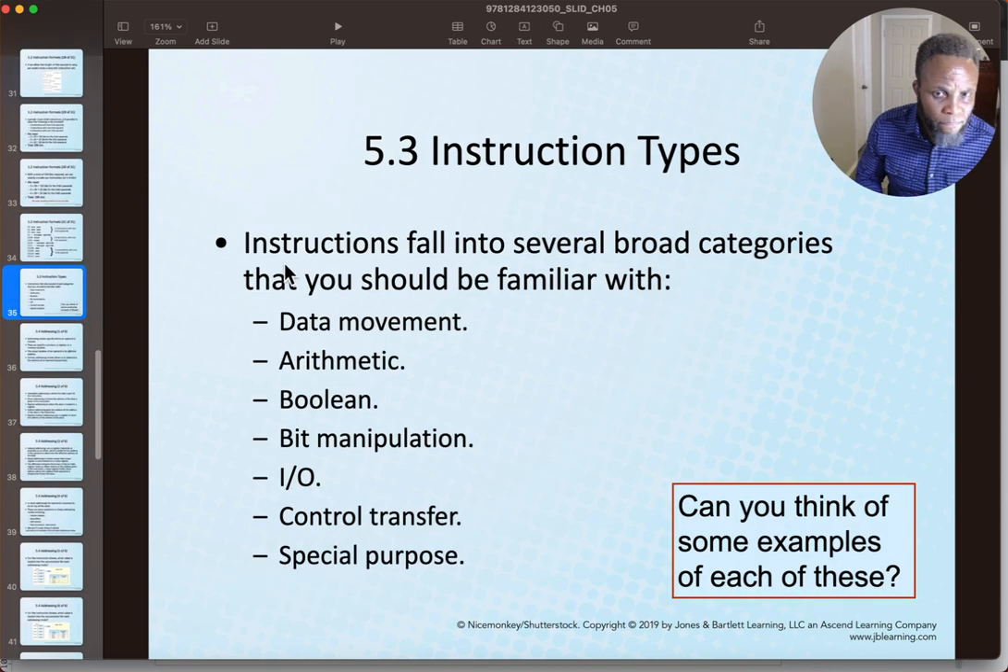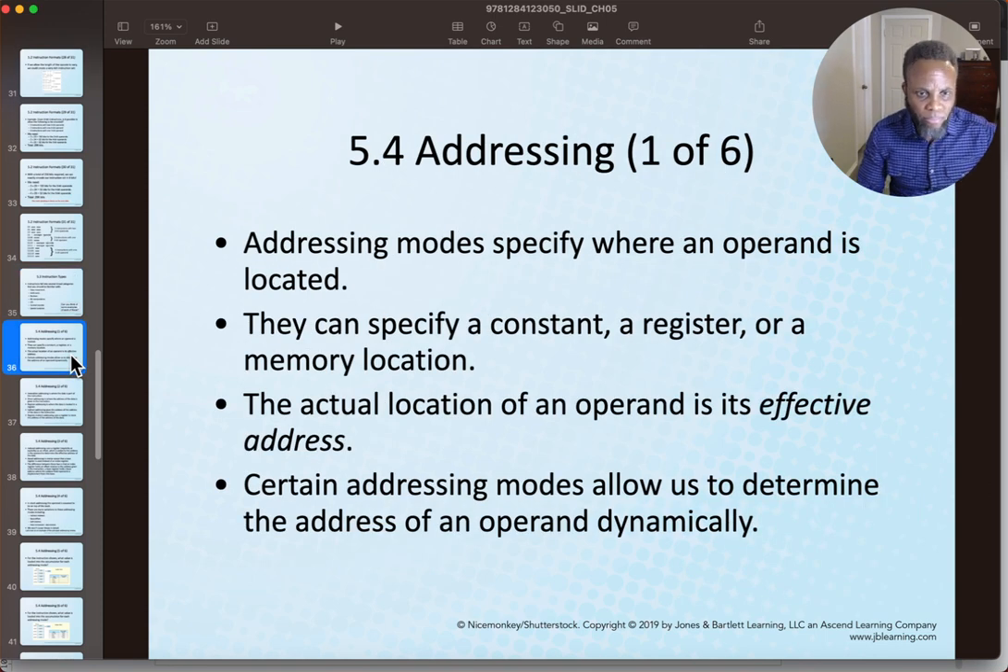All right. So the next slide deck: instruction types. I think we saw some of this in the American Computer, right? There are different types of instructions. You have moving data instructions, arithmetic instructions, Boolean instructions, bit manipulation instructions, I/O. These are the various types of instructions captured in the instruction set architecture.